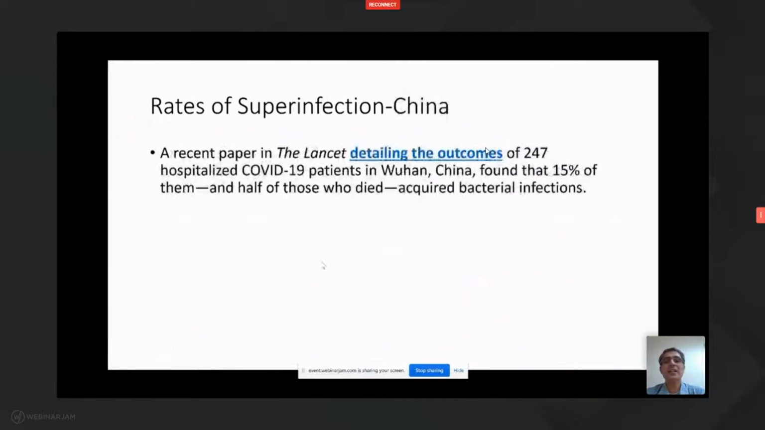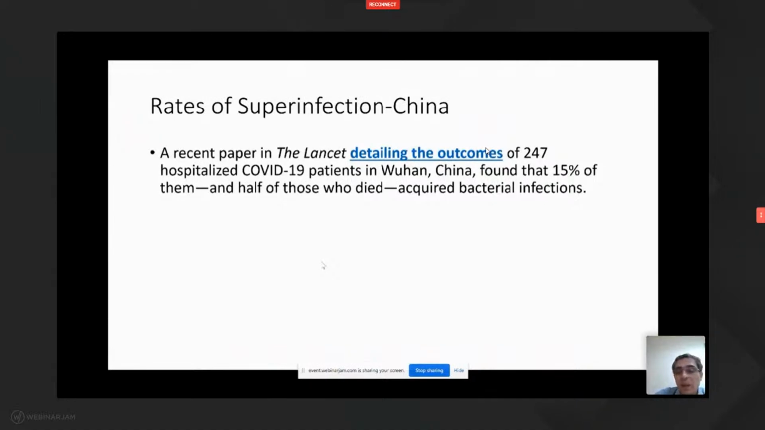If you look at the China data, which is published on 247 hospitalized patients, 15% of these 247, and about 50% of those who died, actually acquired bacterial infection. So superinfection plays a big role. Unfortunately, this is where we have to distinguish co-infection and superinfection. So can we prevent this superinfection by giving them antibiotics?